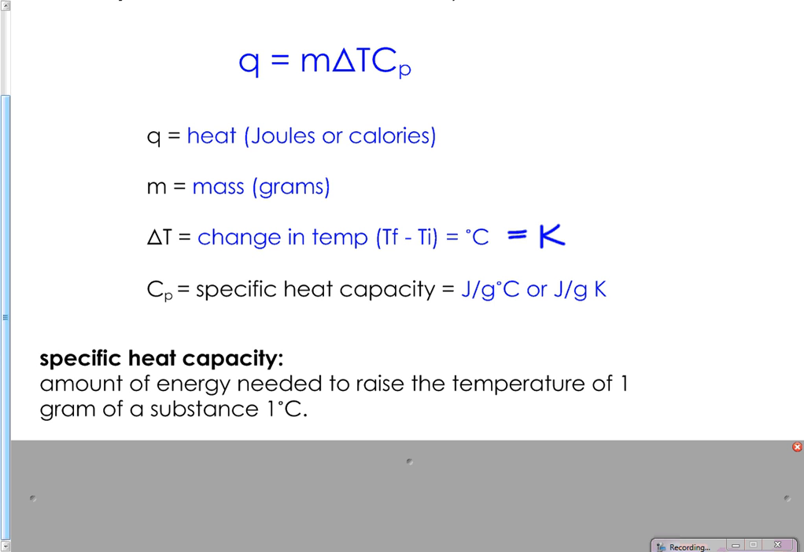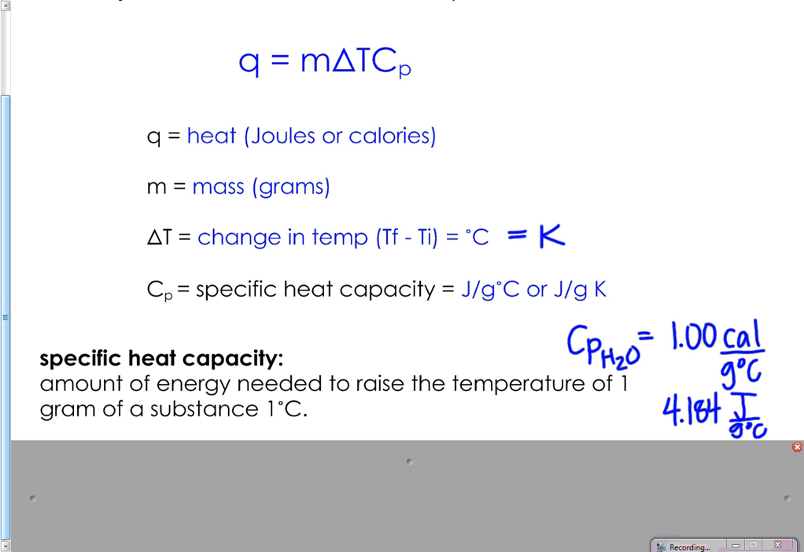So we know, hopefully you figured out, that the specific heat for water is either 1 calorie per gram degree Celsius or 4.184 joules per gram per degree Celsius, okay?